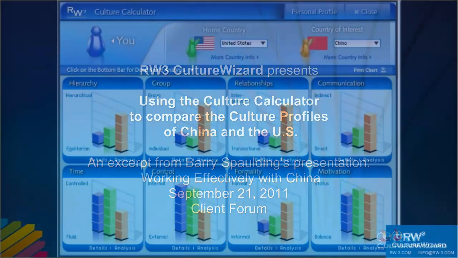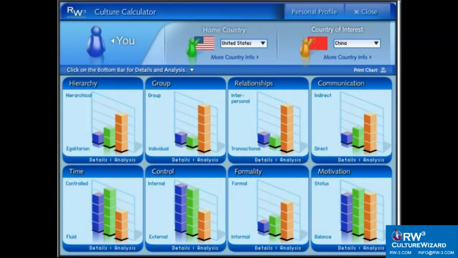So let's look at the cultural calculator and talk just a little bit about how one uses it to both understand some of the deep historical developments that we've looked at and their impact, but also how you use it today to apply it to challenges that you may be facing in China.